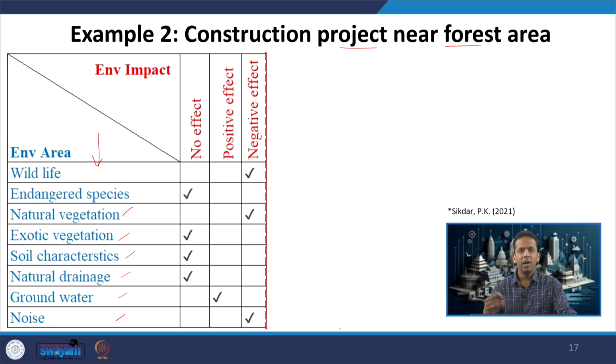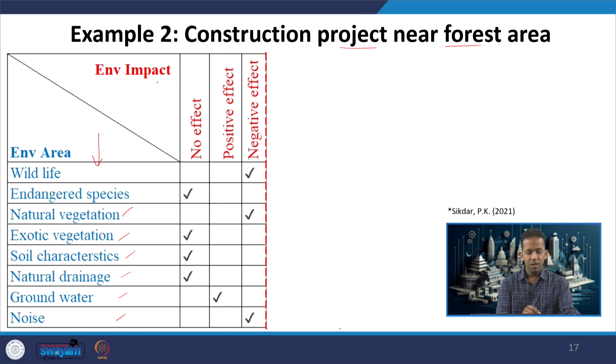It can have specific components, if we have enough data or if there are some subsections of each environmental component, we can have that also. Like when we say fauna, it can be wildlife, endangered species, some extinct species, native species. In vegetation, we can have natural or exotic vegetation. In soil, it can be soil erosion, soil characteristics, drainage, waste generation, underground water, surface water, noise. So, there are different environmental areas which you can list down depending on the project.